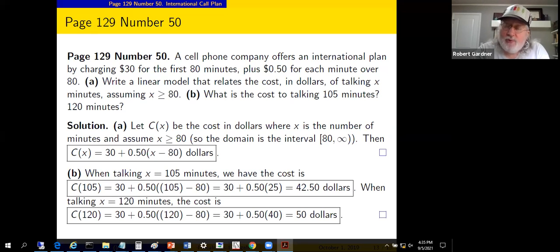If we had 120 minutes, we'd do the same type of thing. Plug 120 in. 120 minus 80 is 40. That's the number of minutes over 80. Yeah, 120 minutes is 40 minutes longer than 80 minutes. So we pick up the 40 over here. The 50 cents per minute is the charge on that, plus there's the $30 for the first 80 minutes. So we get 30 plus 1/2 of 40. That's 30 plus 20, and that's $50.